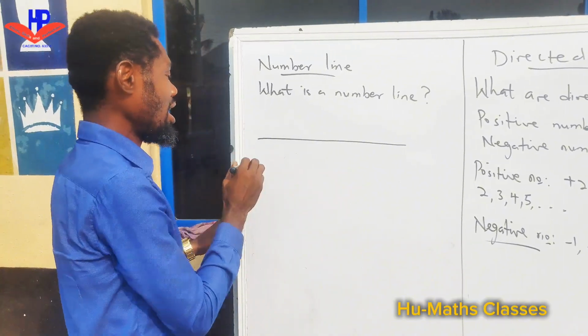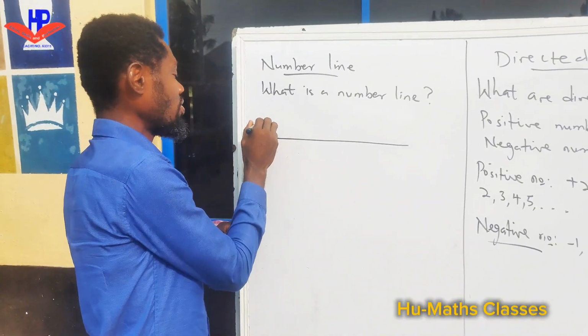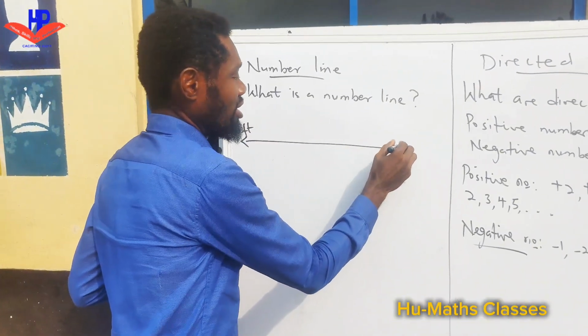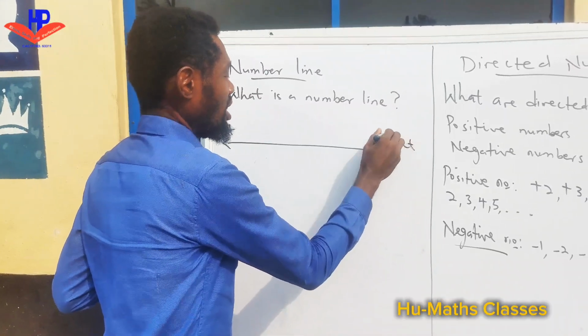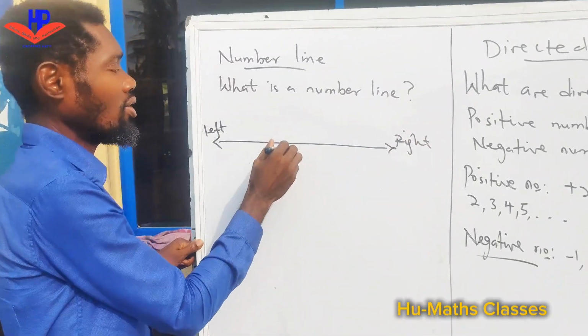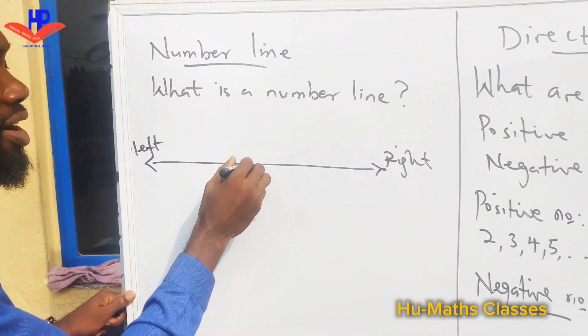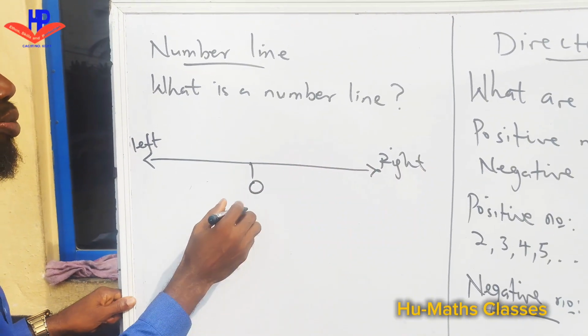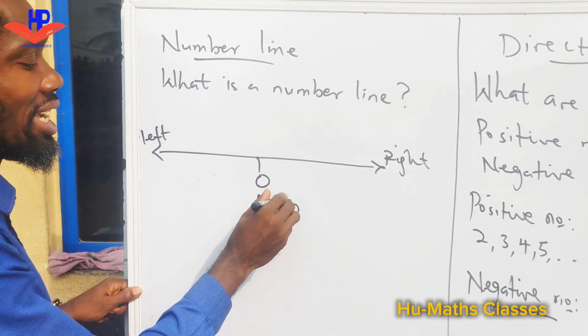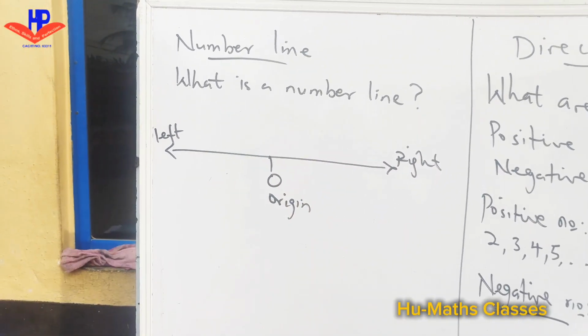A straight line. Here is the left side of the straight line. Here is the right side of the straight line. And at the center, or at any given point, we're going to have our 0, which happens to be the origin, or where the count starts.